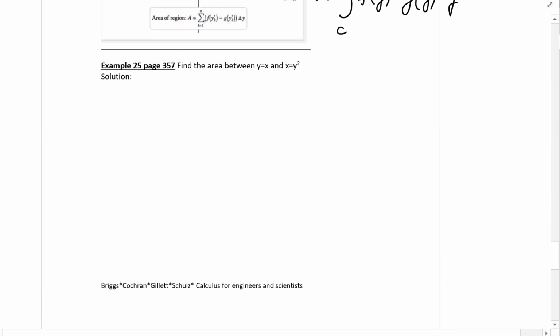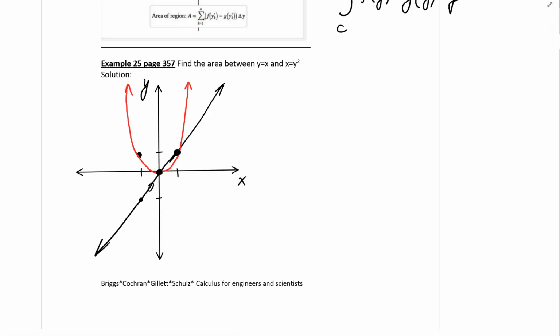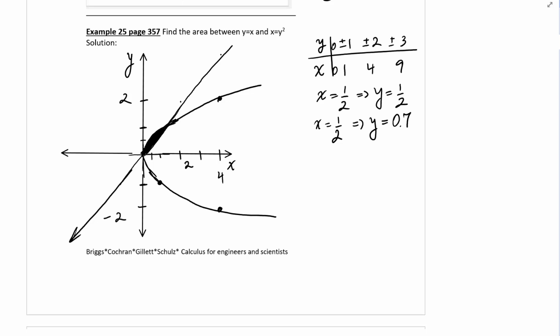So let's take a look at this problem. I'm going to pause it and make the graphs to find the area. So I graphed in red, so we graph it, and we found that the area that we want to find is the one that we shaded in black here.